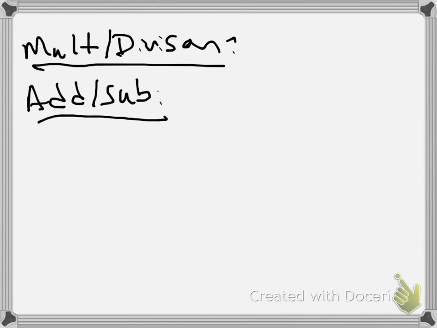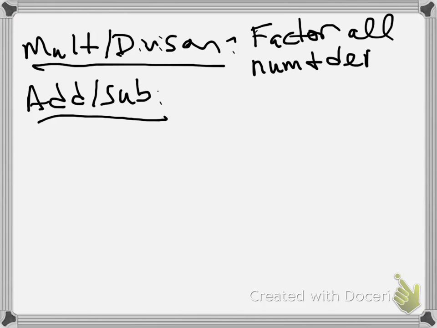Now, when you deal with rational expressions, you need to keep in mind that what you do with multiplication and division is going to be fundamentally different than what you do with addition and subtraction. When you deal with multiplication and division, essentially what you're going to be doing is focusing on factoring every numerator and every denominator. So factor all numerators and denominators, and then from there you can cancel common factors.